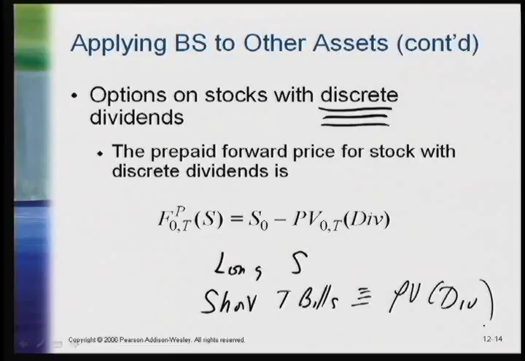If I go long S, it's going to produce dividends for me. I will use those dividends to cover the short, and then at time T, I end up with just one share of stock. So it's apparent that this must be the correct price of a prepaid forward, because I can synthetically create this prepaid forward with this portfolio.